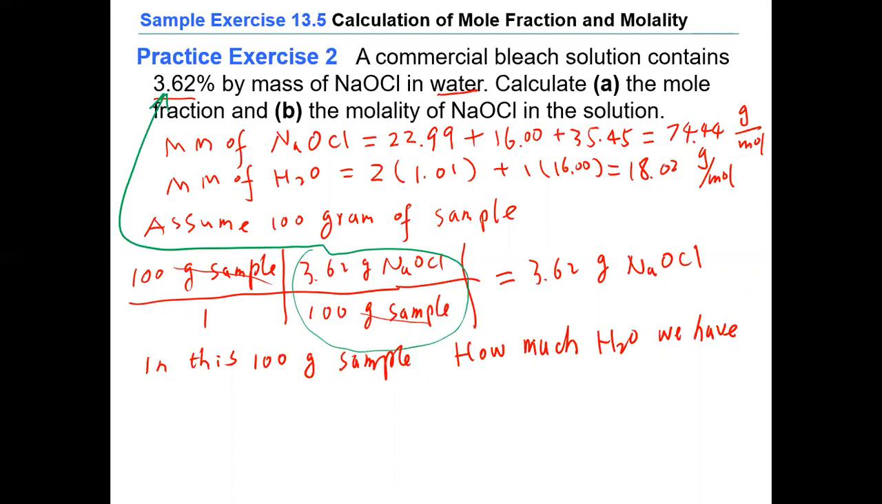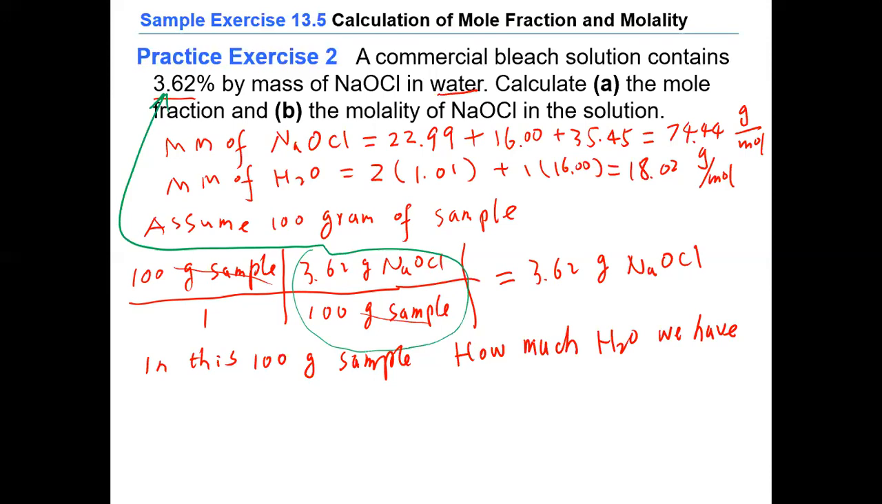So how do you find the grams of water? Could we multiply the molar mass of water by 3.62% and then add the solute? Let's see. We have our sample, right?